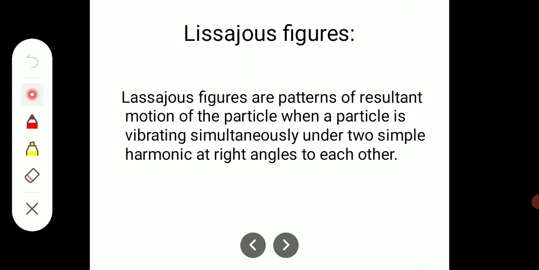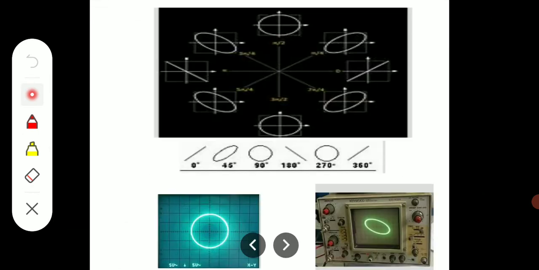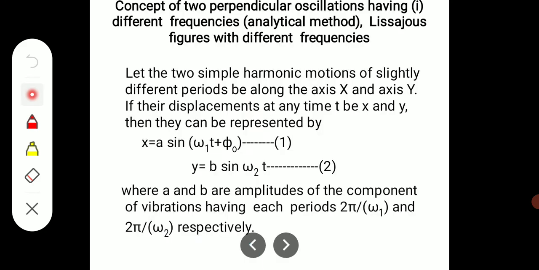Lissajous figures are the patterns of resultant motion of a particle when it is vibrating simultaneously under simple harmonic motions at right angles to each other. These are the Lissajous figures that we studied in the case of two perpendicular oscillations having equal frequencies. Let us see the concept of two perpendicular oscillations having unequal frequencies, that is, different frequencies.